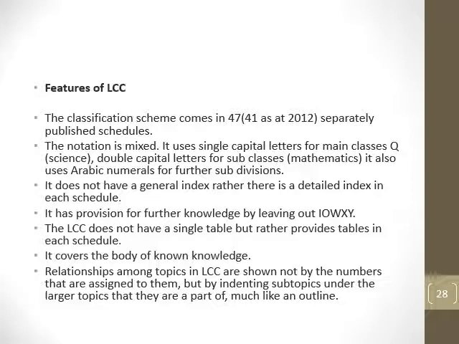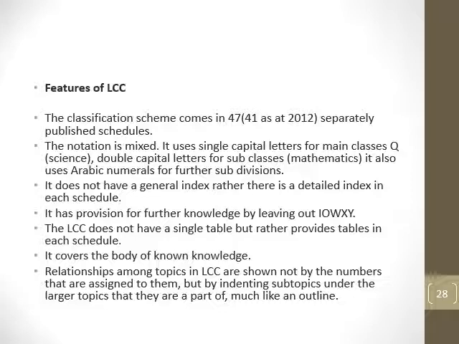Features of LC, the Library of Congress classification scheme. 1. The classification scheme comes in 47 volumes, that is 41 as at 2012, separately published schedules. 2. The notation is mixed. It uses single capital letters for main classes, Q for example for science, double capital letters for subclasses, and Arabic numerals for subdivisions. 3. It does not have a general index; rather there is a detailed index in each schedule. 4. It has provision for further knowledge by leaving out I, O, W, X, Y for future expansion.